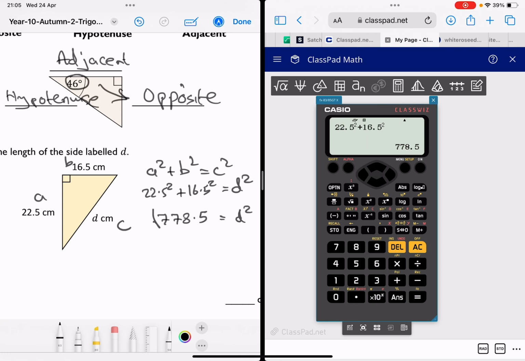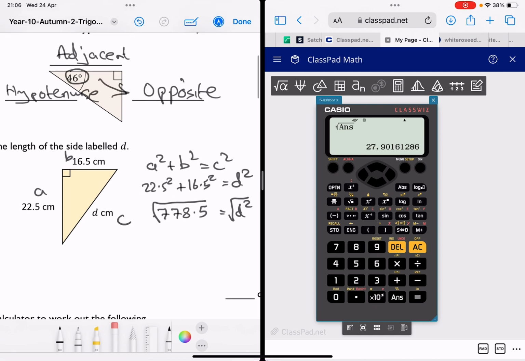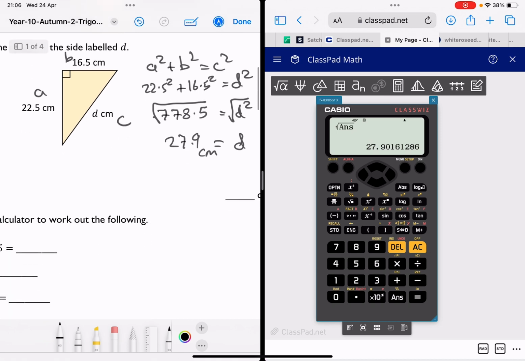I've then got to remember to square root to get rid of that. When I square root, I press the square root button, and then instead of writing 778.5 again, I use the answer button. Remember, if you get this sort of surd form, use the S to D, and in this case it says do it to three significant figures at the top. 27.90 is, so D actually equals 27.9, and it's in centimetres.